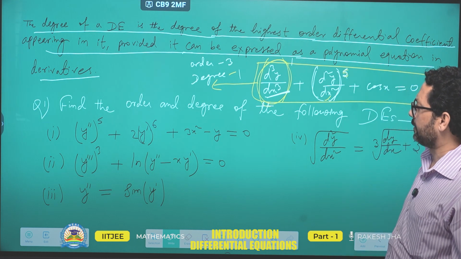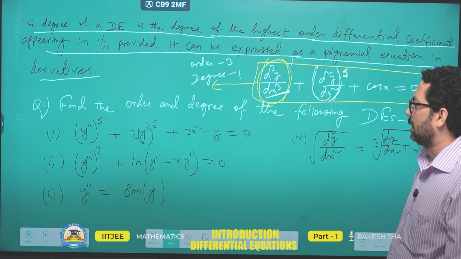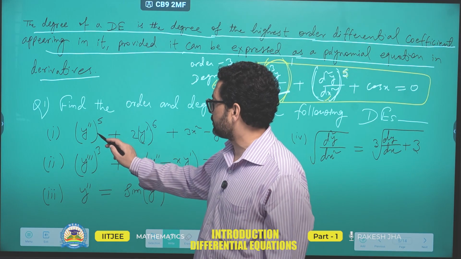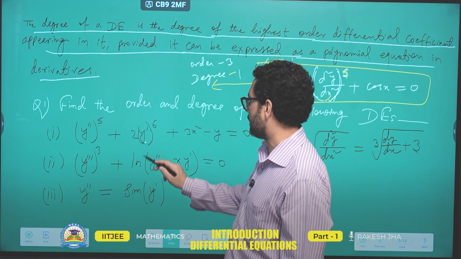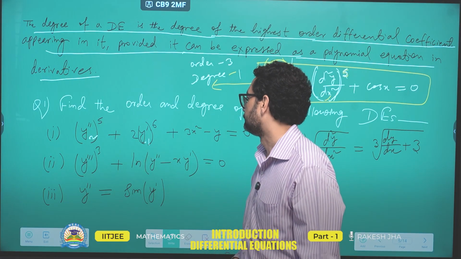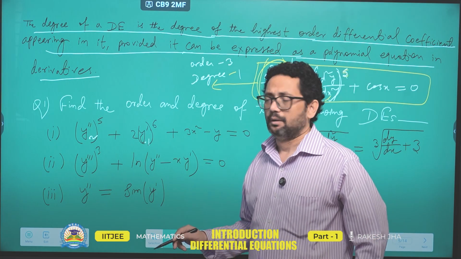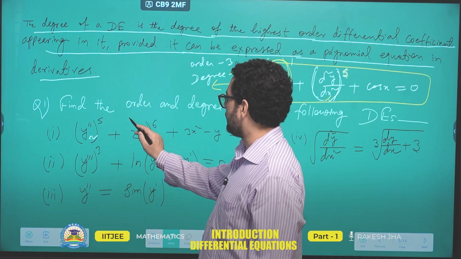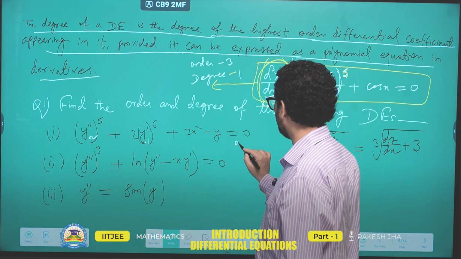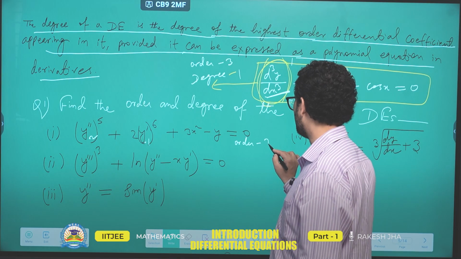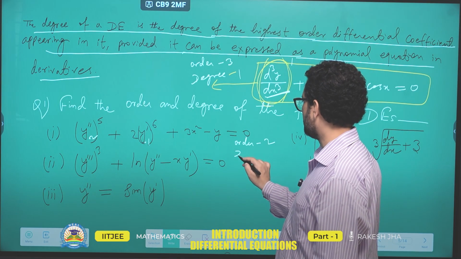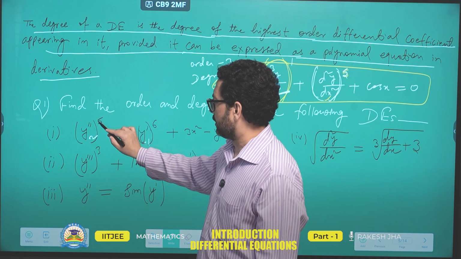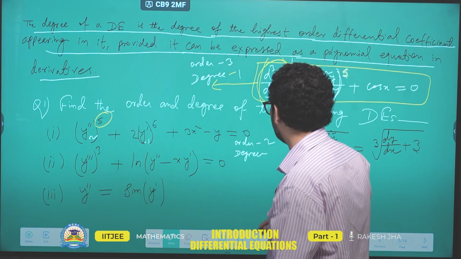So in this question, find the order and degree of the following differential equations. We will see one by one. Here y double prime is two times differentiation and this is one time. Between 1 and 2, 2 is highest, so the order will be 2. As far as degree is concerned, we have to see the exponent of the highest order derivative. The exponent of the highest order is 5, so the degree will be 5.